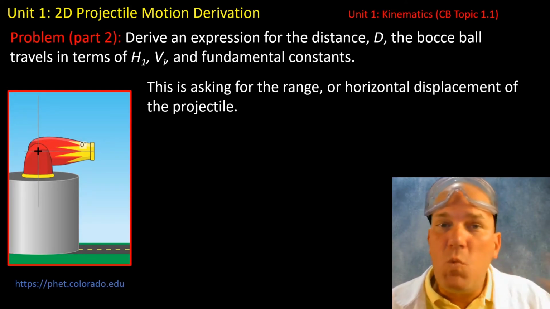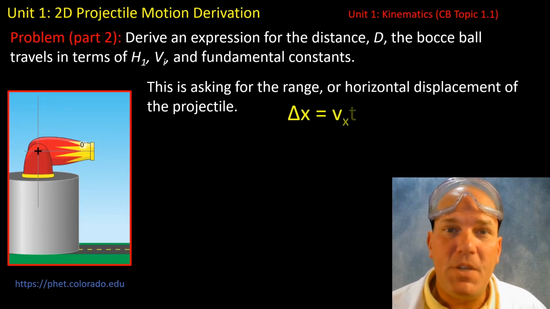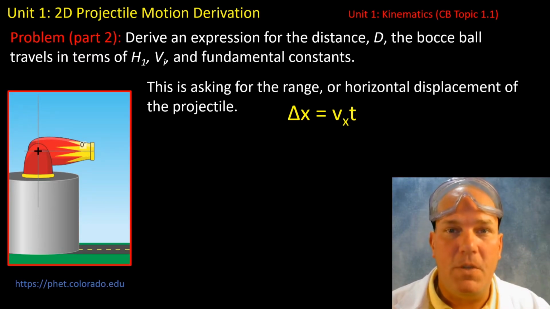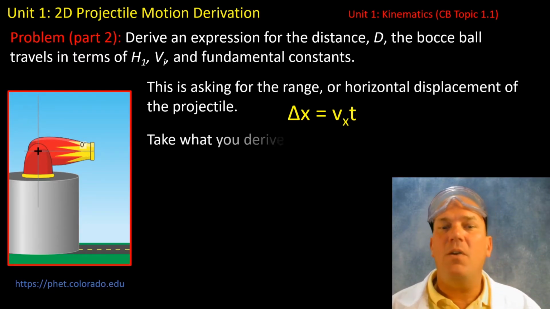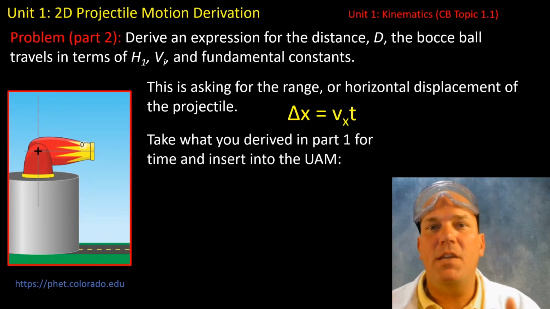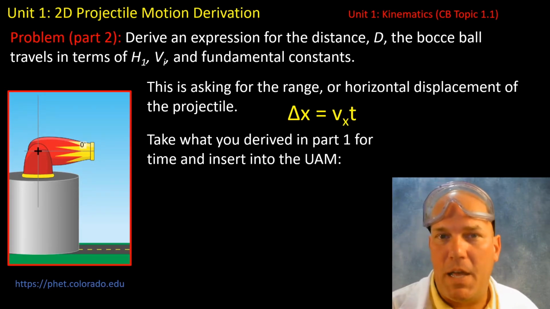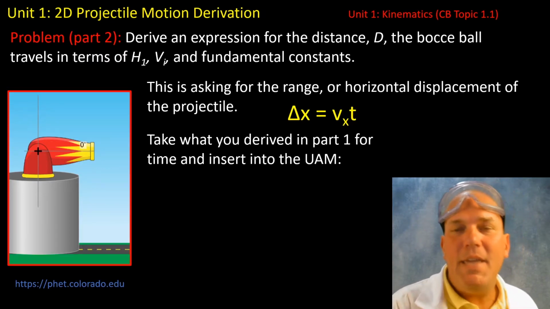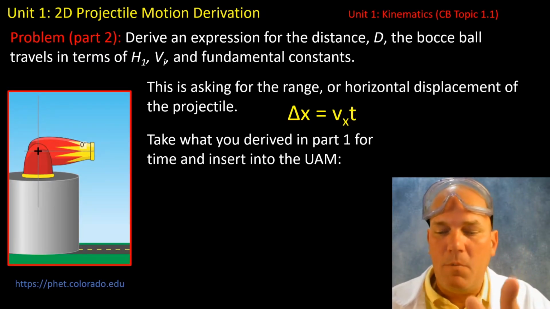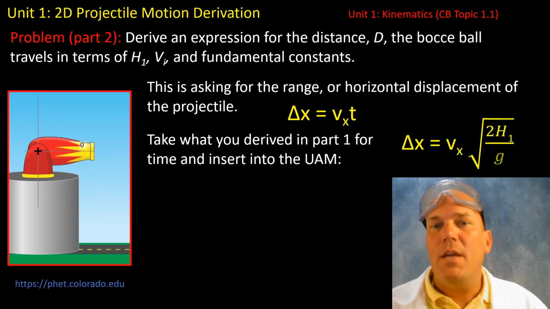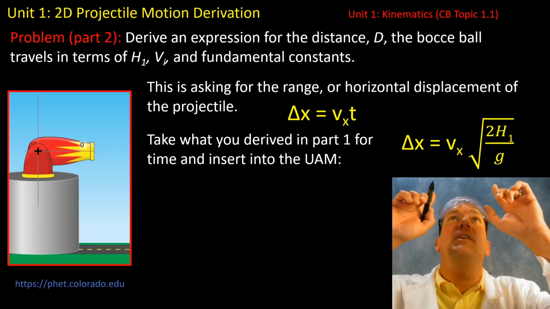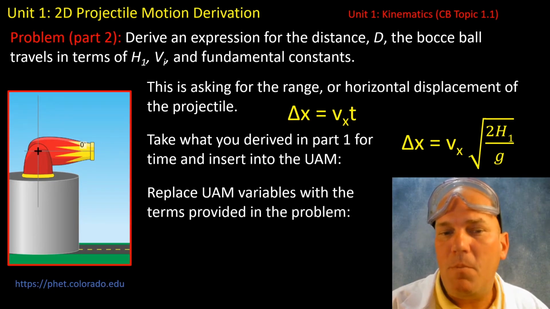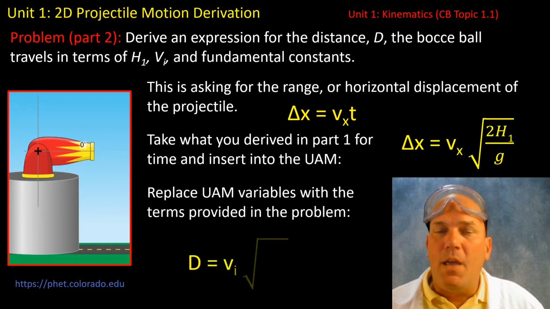Guys, we only have one equation for a two-dimensional projectile when we're looking at its horizontal motion, and that is on the screen in front of you here. Very simple. Now, what's important to acknowledge is we derived an expression for time. We used the vertical components for that derivation in part 1. We're now going to take what we derived in part 1 and plug it in for time in the horizontal equation. You can see that here. Next, we will take our relative terms from the problem and replace them, and we're done.